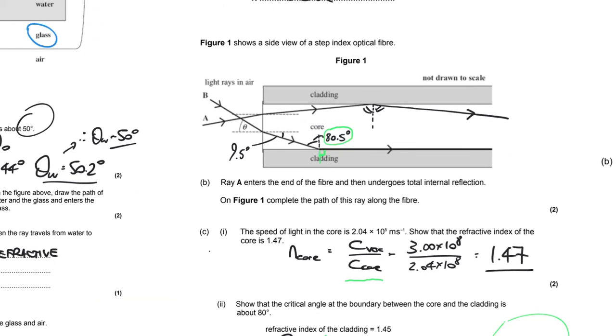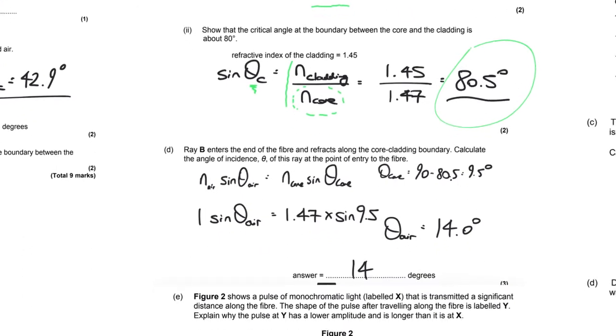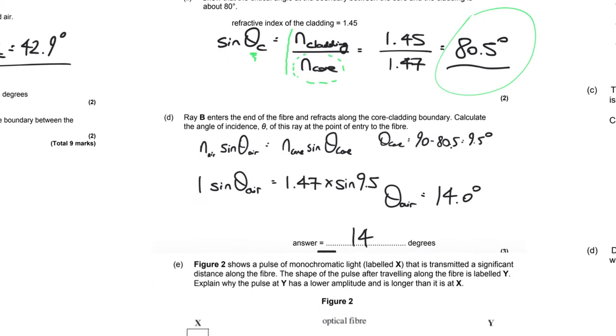Working backwards, because this is a right angle triangle, this angle here is going to be 90 minus 80.5, so 9.5 degrees, which we can then use with Snell's law to work out this angle here, which is what I've done. You can go away and look at that.